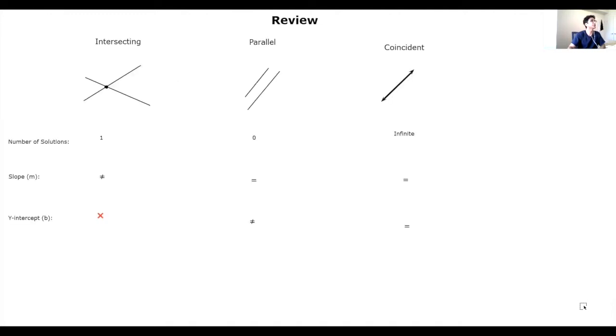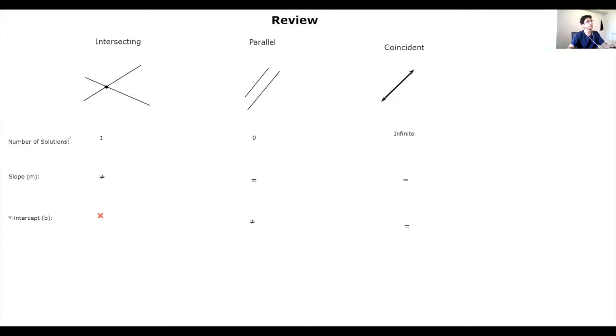So on the screen, you can see the different relationships two lines can have on a 2D plane. So you can see intersecting lines, parallel lines, and coincident lines. Intersecting lines have one point of intersection. Parallel lines simply never have that point of intersection. They just continuously go on forever. And coincident lines are lines that are simply lying on top of each other, as you can see here.